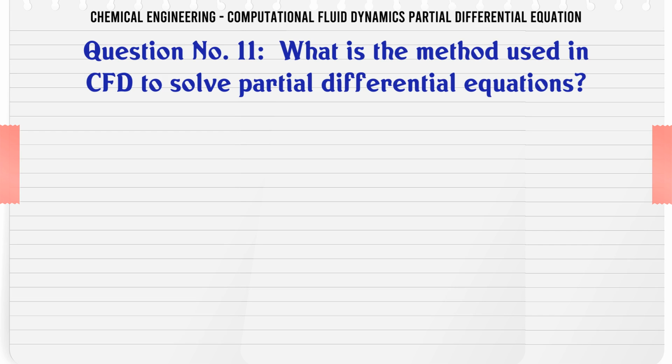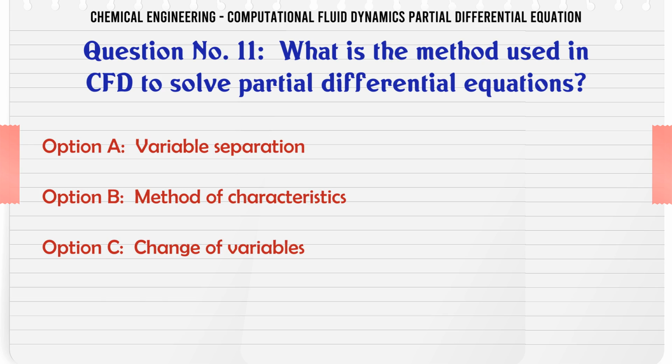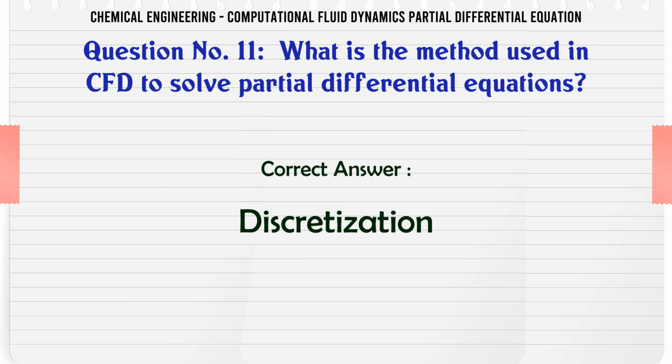What is the method used in CFD to solve partial differential equations? A. Variable separation. B. Method of characteristics. C. Change of variables. D. Discretization. The correct answer is discretization.